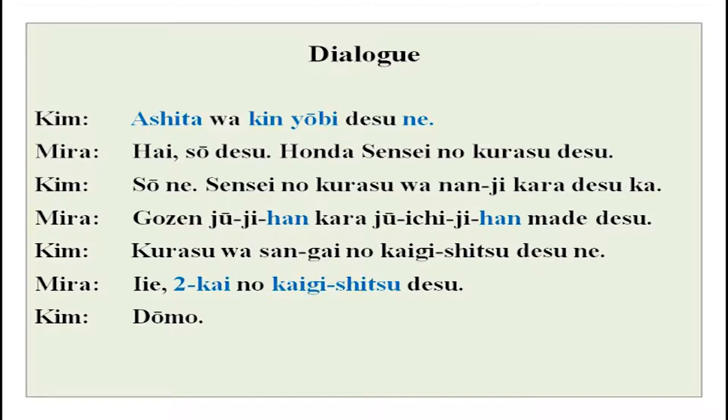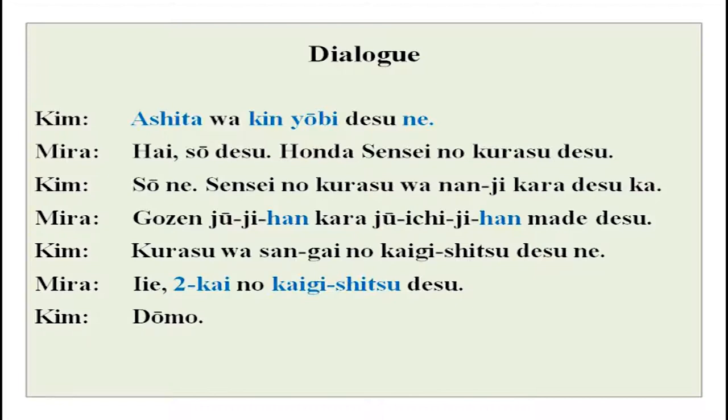So ne, this expression we did, so desu ne. A short form of so desu ne is so ne. That's right. Sensei no class wa nanji kara desu ka? Gozen, juji han. We did that just now. Han is 30. Juji han kara, juichiji han made desu. It is from 10:30 till 11:30.